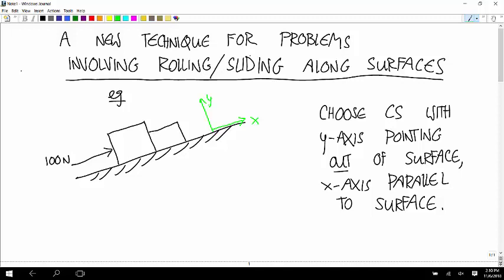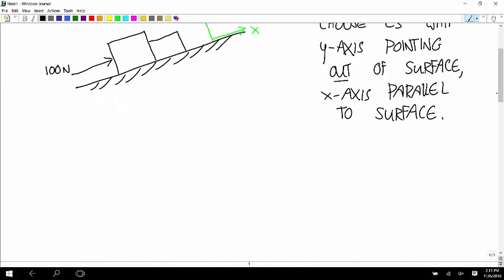Okay, and let's think about what the benefits are and what the costs are of doing this. So why are we going to do this? We're going to do this every time from now on that we have a rolling sliding problem. Notice that if the thing is rolling or sliding along a horizontal surface, then we've been doing it all along because the y-axis points up straight out of the surface. But why do we want to do this in cases where the surface isn't horizontal? Okay, so to answer that, let's just think about what the benefits and the costs are.